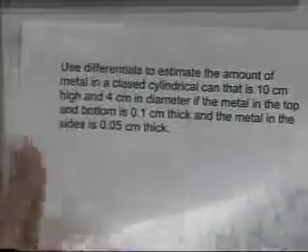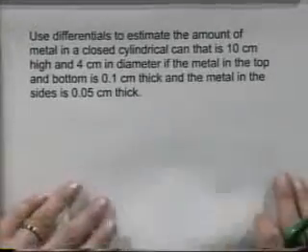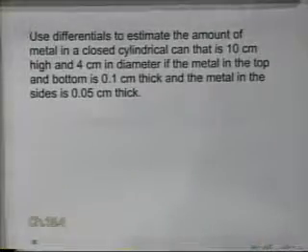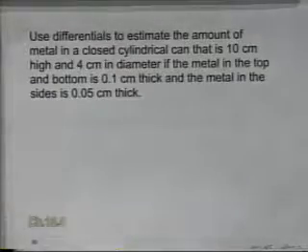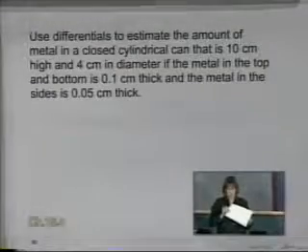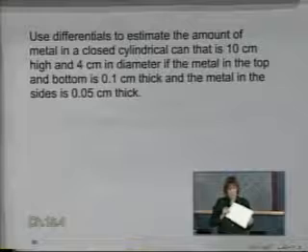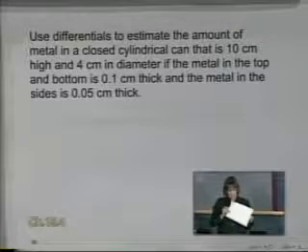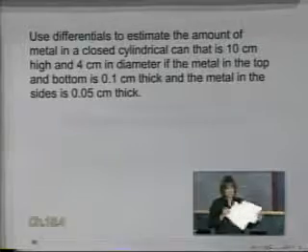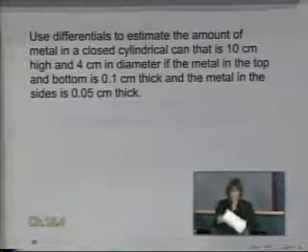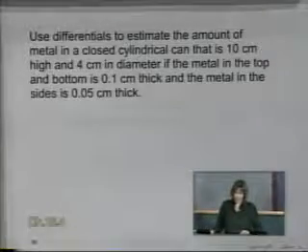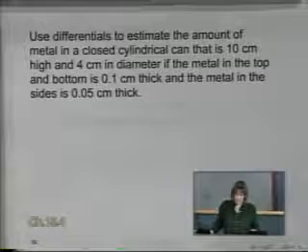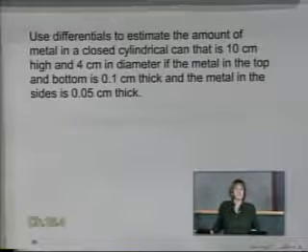One more. I better have one more. Yes, one more. Okay. Use differentials to estimate the amount of metal in a closed cylindrical can that is 10 centimeters high, 4 centimeters in diameter, if the metal in the top and bottom is 0.1 centimeters thick, and the metal in the sides is 0.05 centimeters thick.